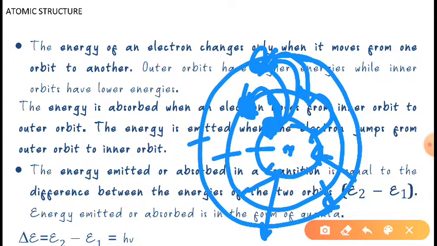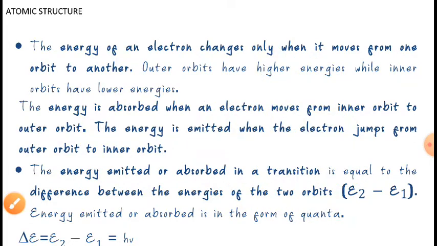Now you just make the opposite of that. If it is jumping from 2 to 1, or 3 to 1, or 4 to 1, or 4 to 2, or 4 to 3, at that time the energy will be emitted. The energy will be released. I hope all of you have understood this.